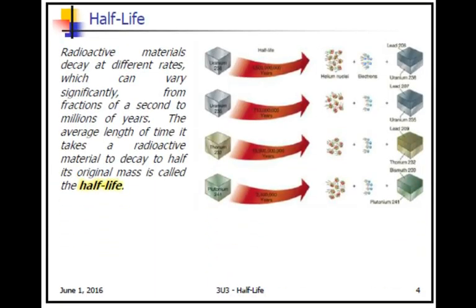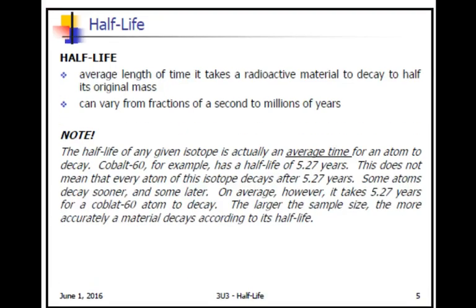So radioactive materials decay at different rates, which can vary significantly from fractions of a second to millions of years. The average length of time it takes for a radioactive material to decay to half its original mass is called the half-life. Half-life might be given to you in seconds, minutes, hours or years. As long as you are using the same unit for the substitution, and it divides out to a unitless measure as your exponent, then your calculations will be fine. But make sure you're using the correct units.